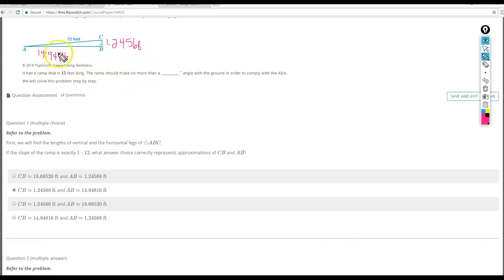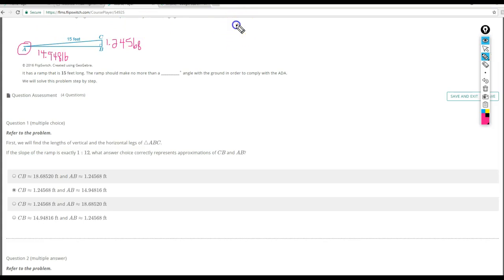Alright, and they want to know the angle of elevation. I'm going to remember that the angle of elevation is formed between the ground and the ramp, which is our angle A. So angle A is going to be our perspective. If I'm looking at angle A, I want to know what ratios I can create. Since we have all three sides of this triangle, we could create every single inverse trig function.